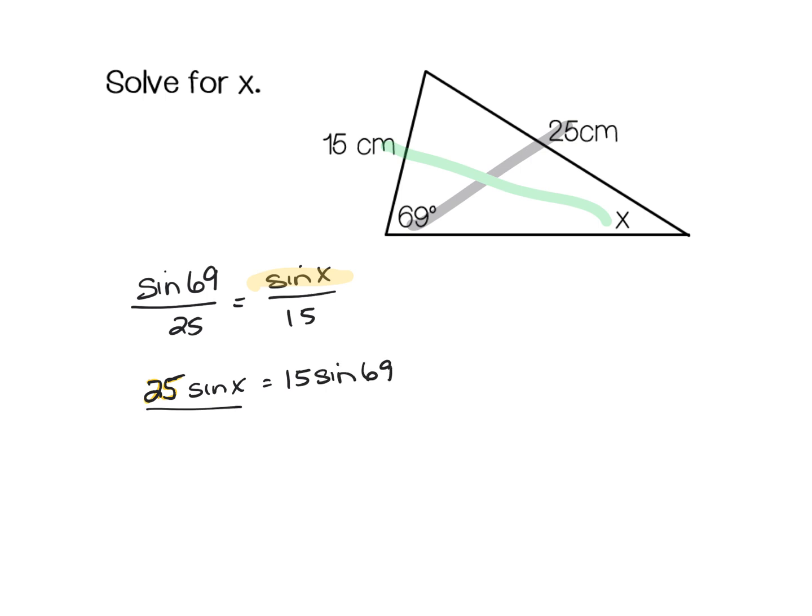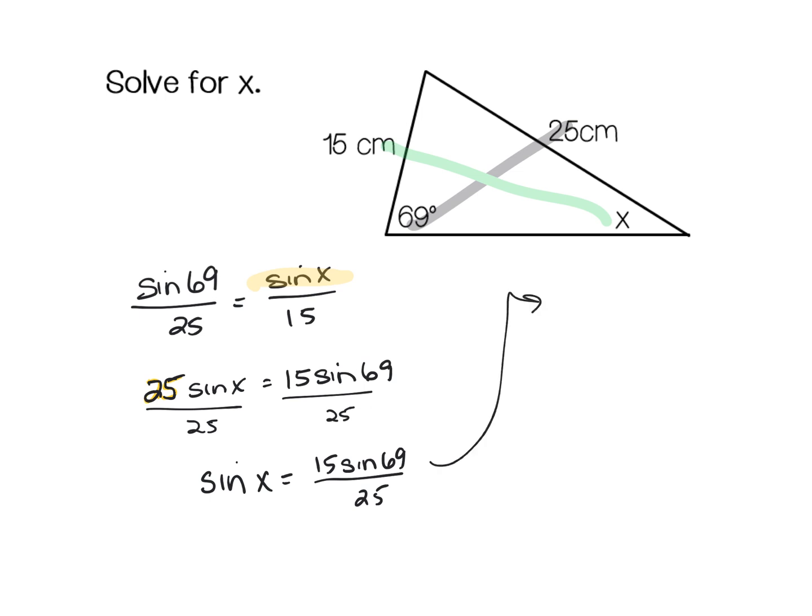I need to get x by itself, so I'm going to divide by 25. So here's what I have. I have the sine of x is equal to 15 times the sine of 69 over 25. Now if you remember when we were solving for angles, when we were doing right triangle trig, we talked about doing the inverse, working backwards to get the angle. So really what I'm trying to do here is I want the inverse sine of 15 times the sine of 69 over 25. That is what x is equal to.